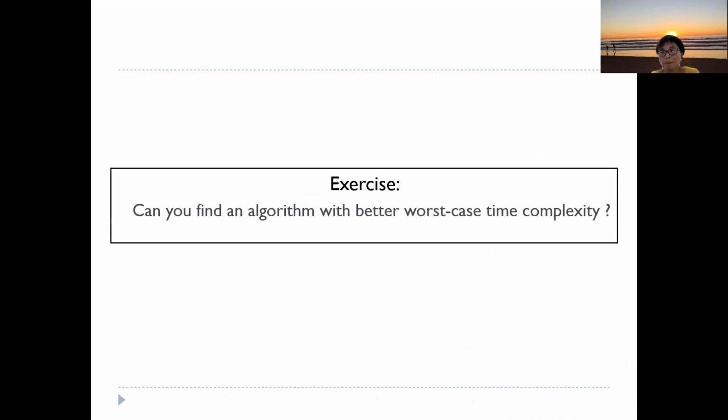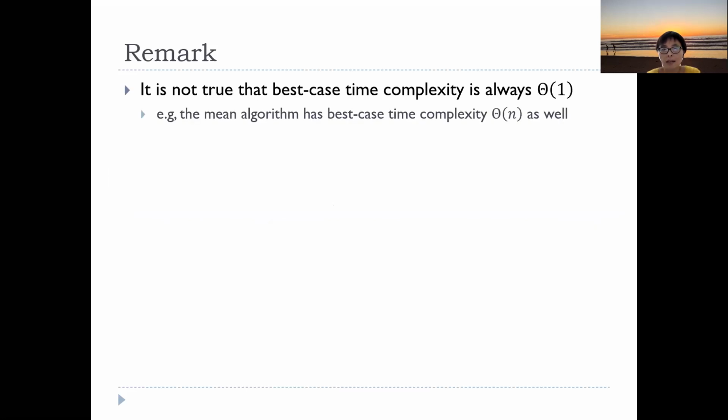Now, the algorithm that I gave is a very straightforward, simple algorithm. Okay, I would like to ask you to think whether you can find an algorithm that does better, that has a better worst case time complexity. In fact, I think in your homework there's a problem along this line. Of course, it's not always true, even though in the two previous examples the best case time complexity is constant, that's not necessarily true.